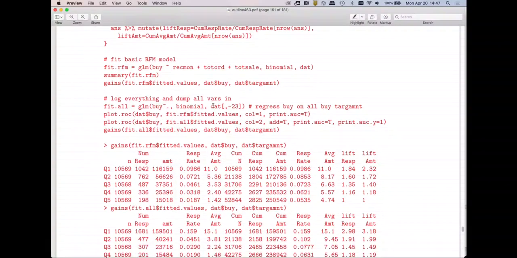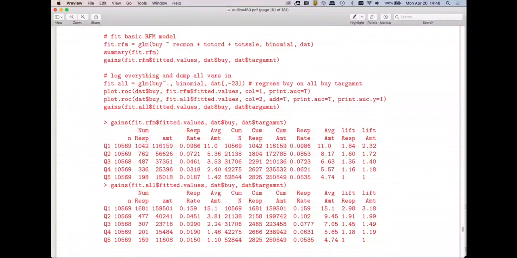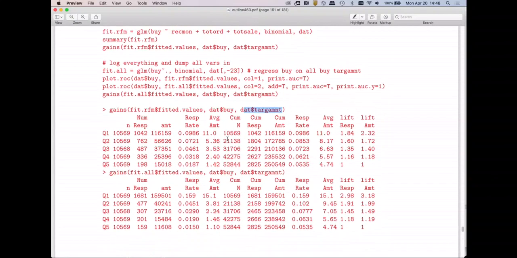Well, what I've done now is we can call up my gains function. You give it the predicted values, you give it the true values for whether or not the customer bought, and you give it the true spend amount, so target amount. And this all goes into your call to the gains table. And what you should note is that you're doing much, much better with all 20 variables in there. So notice this gains table is actually the one I was just talking about on the previous slide, but this is the raw R output from my function.